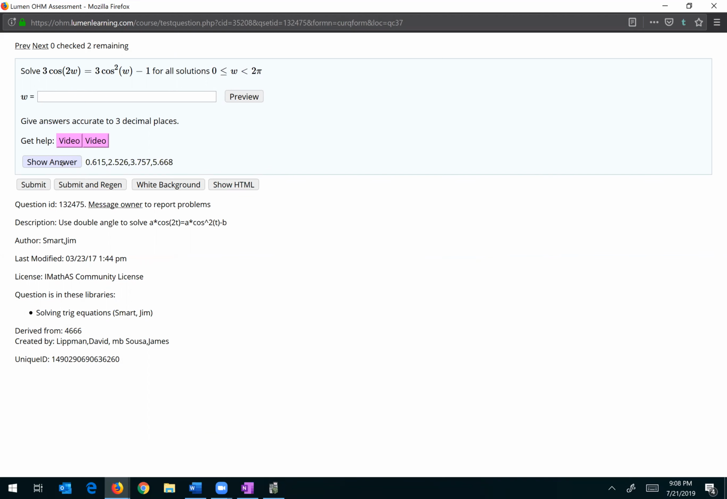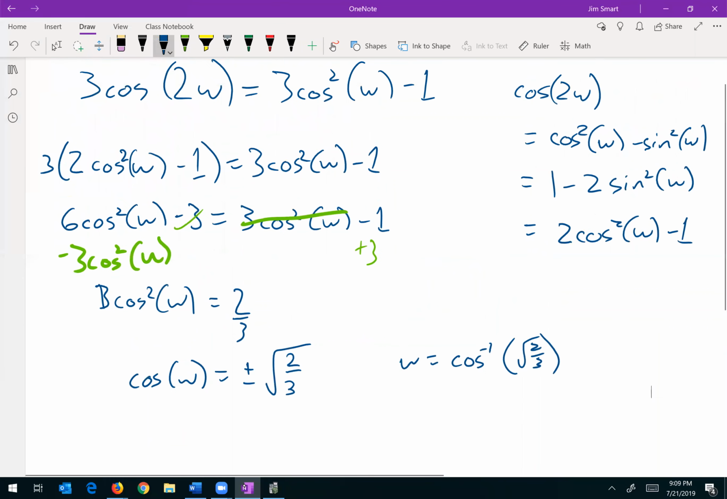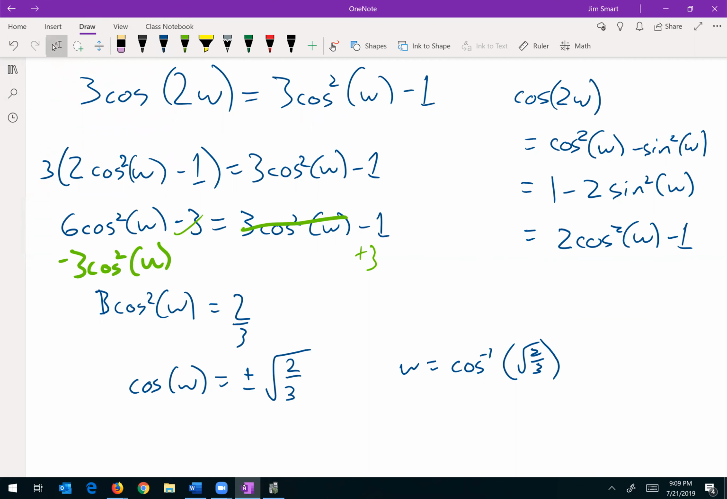All right. So the main key for this one was at the very beginning, since I have a cosine of 2w, but my cosine squared is just of w, I needed to use the double angle formula for the cosine of 2w. There's the whole thing.